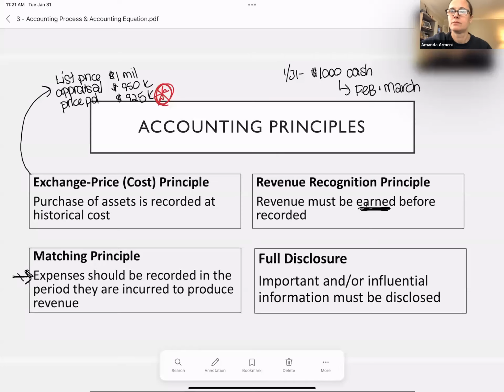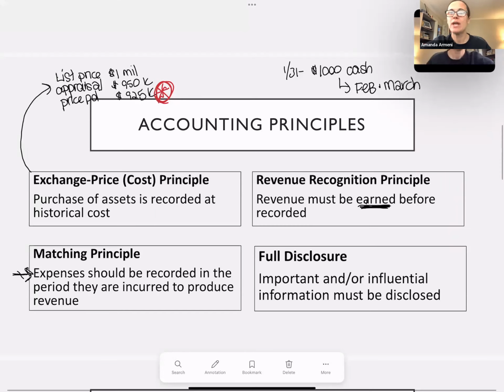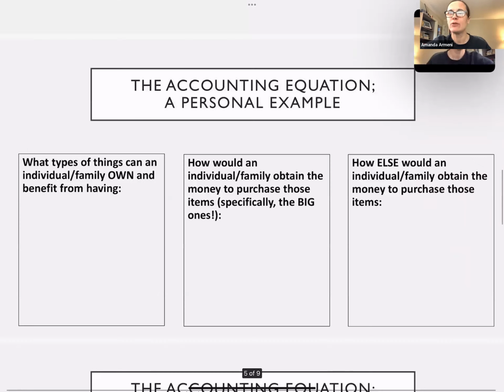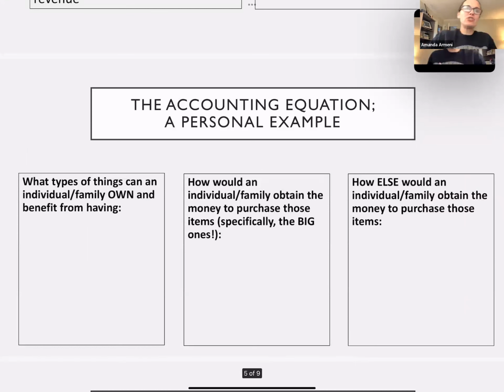So we just left off with our lecture about the accounting process and the accounting principles. Now we're ready to move on to the accounting equation. Before we start jumping into terminology that may be brand new to you, I like to break this down into things that you can apply to your own life. So instead of thinking about this in terms of a business or a company, let's think about it from a personal perspective, okay?